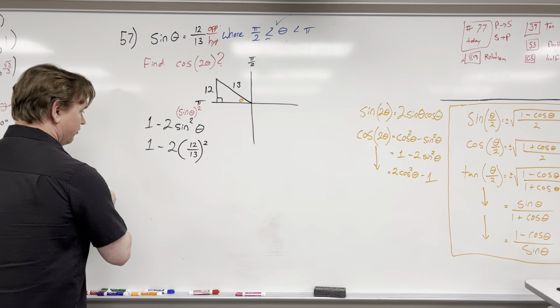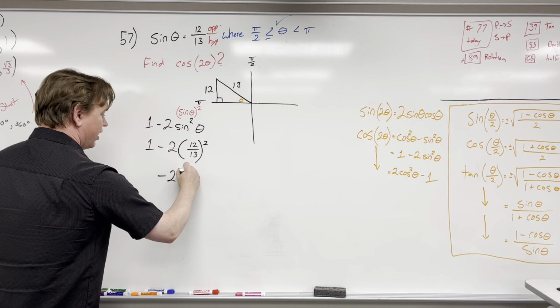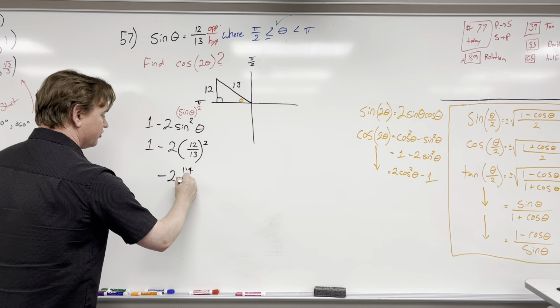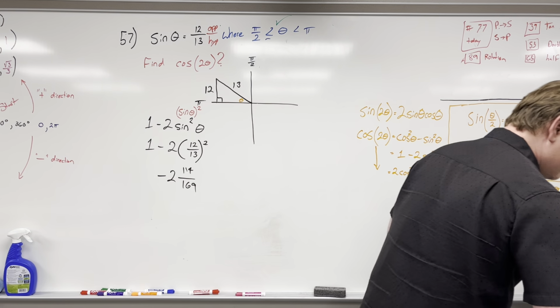Okay, so then we solve this guy. We know that this is going to be a 2. We know that 12 squared is 144, and we know that 13 squared is 169. I think, right? Check me on that. Yes. Okay.